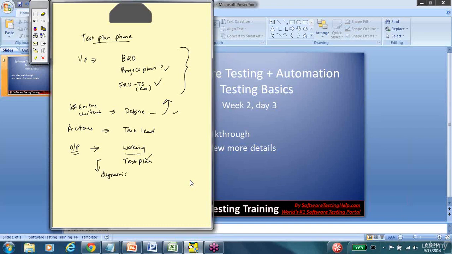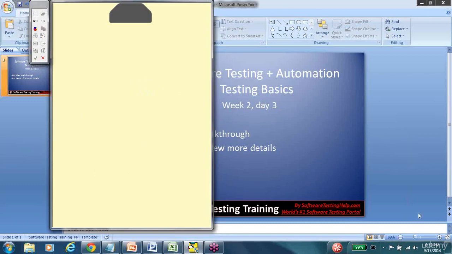And I hope when we take a look at the test plan document itself and walk through it, why we have to do that becomes apparent. If not, just let me know and I'll try and explain that. So this is the test plan as a phase.